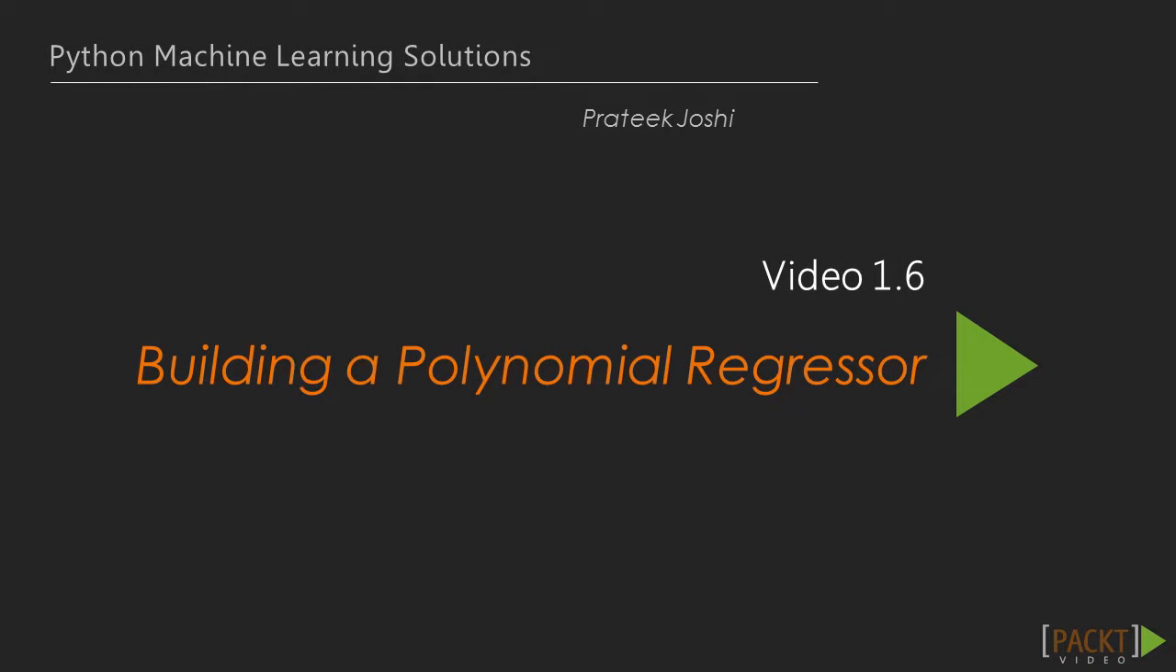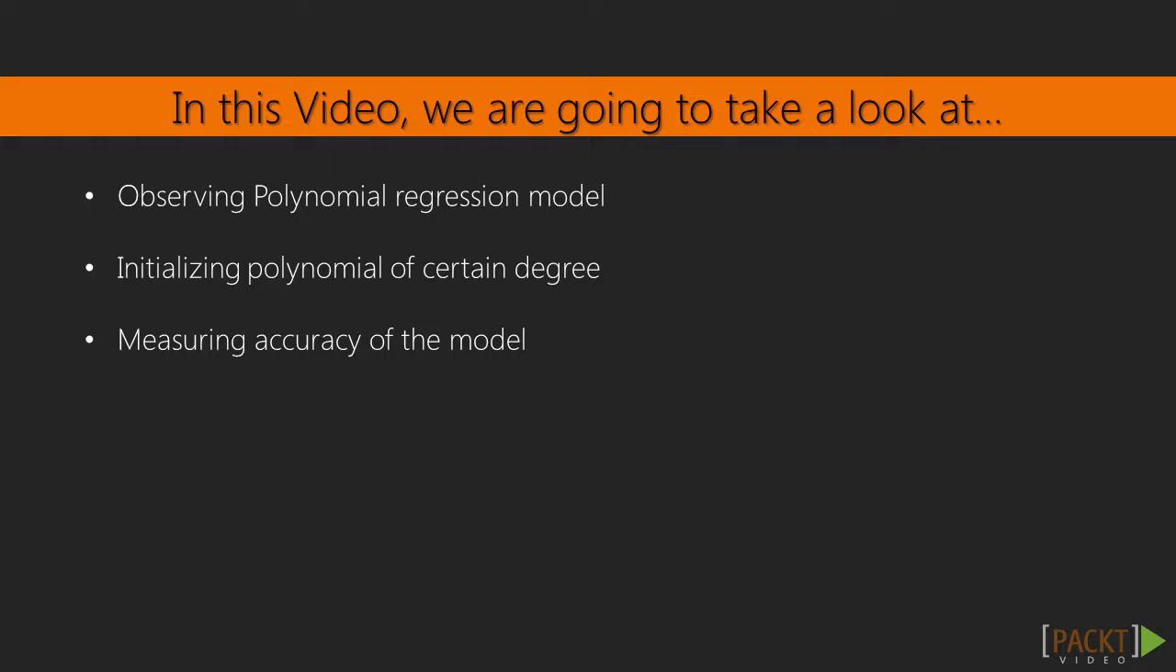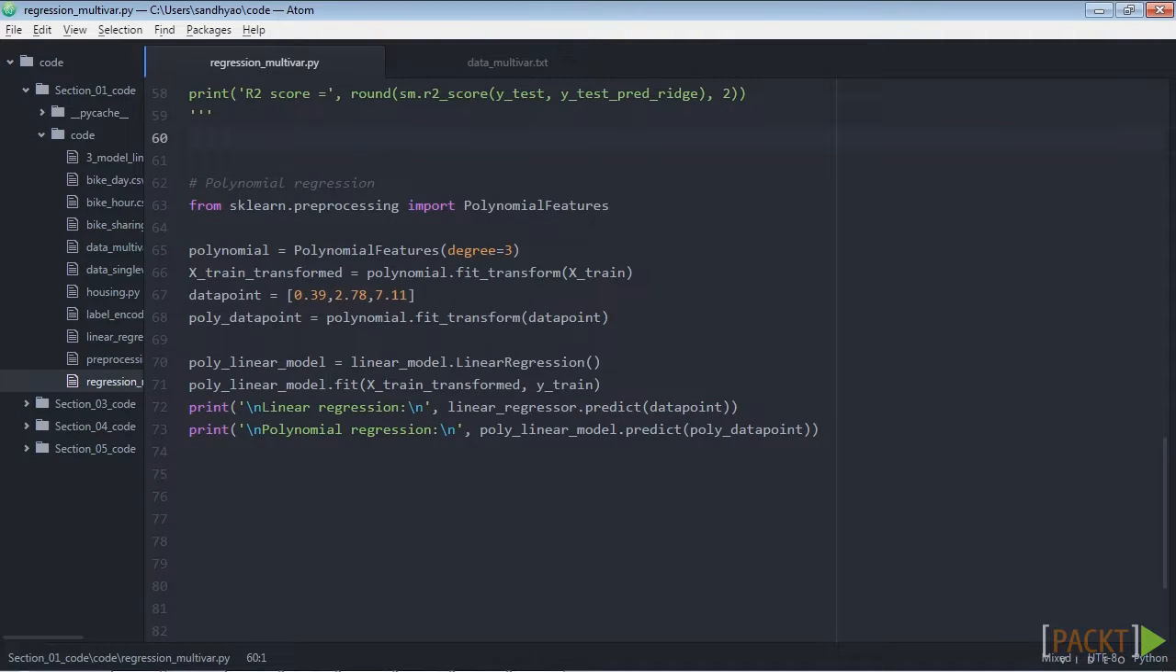This is the 7th video of the section, building a polynomial regressor. In the previous video, we learned how to build a ridge regressor. In this video, we're going to take a look at the polynomial regressor, how we can build it, and how to measure its accuracy.